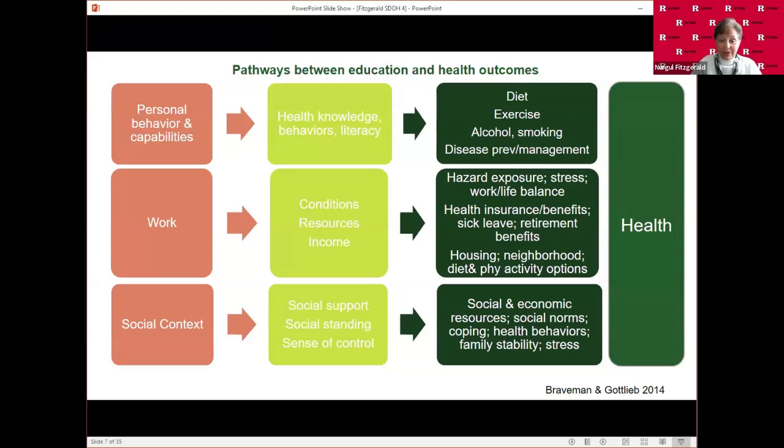Social norms can change at the society or community level, as can coping behaviors, health behaviors, family stability, and again, stress can be handled much differently depending on the social context and social support levels. All of these things in the end have influence on the health outcomes that we all try to measure and work with in our communities.